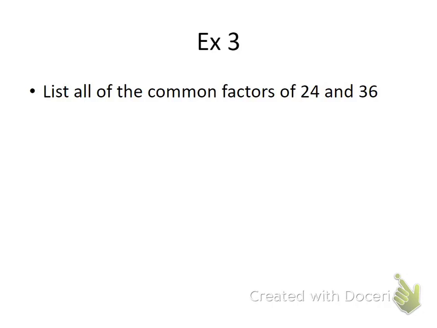Example number 3. It says list all the common factors of 24 and 36. So if you look up above, what numbers do they have the same? What are their common factors? 1. Okay, so they share the factor of 1. What else? 2. What else? 3. Negative 5? What? Are you just making up numbers for me now? So what are the common factors? Well, here, let's do it this way.